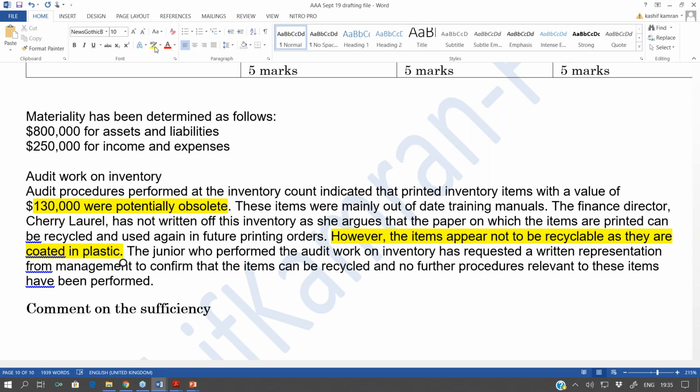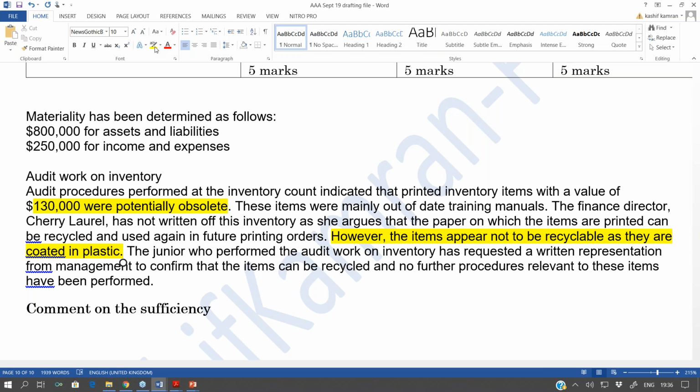The junior who performed the audit work on inventory has requested a written representation from the management to confirm that the items can be recycled and no further procedures relevant to these items have been performed. Do you believe we have gathered sufficient evidence by just relying on the representation from management?